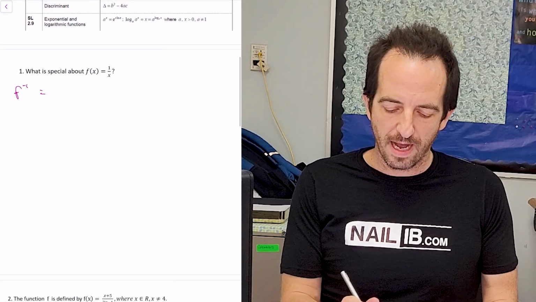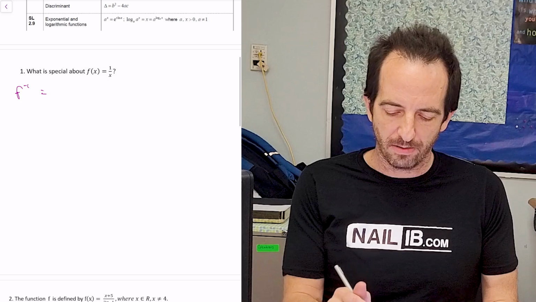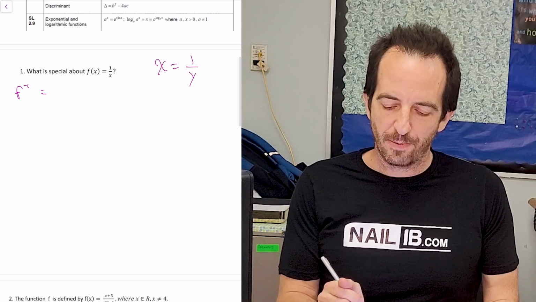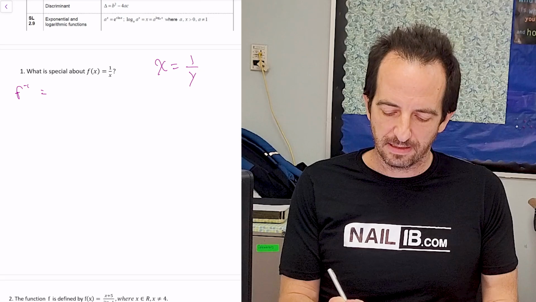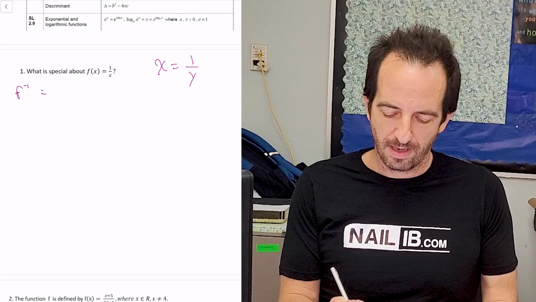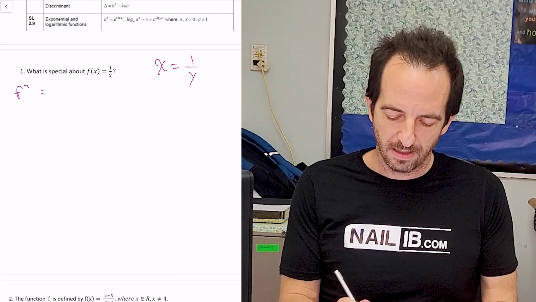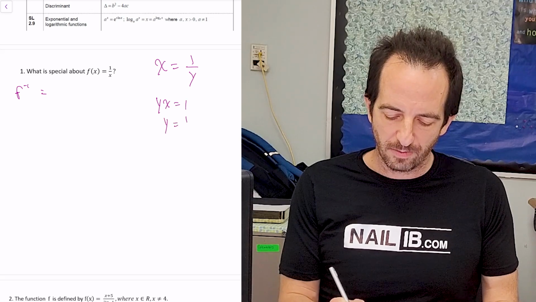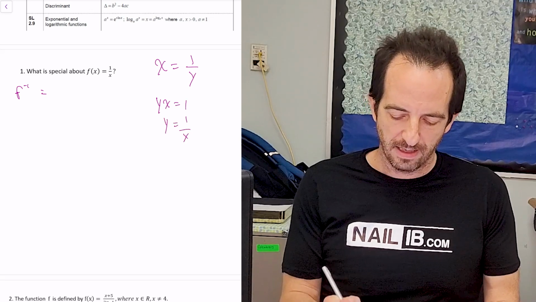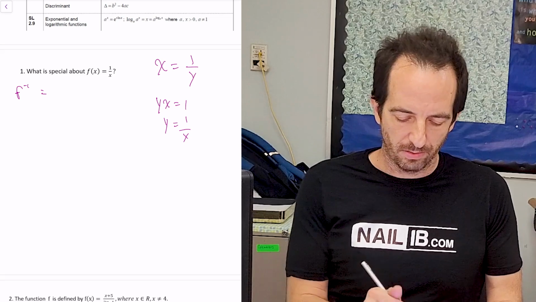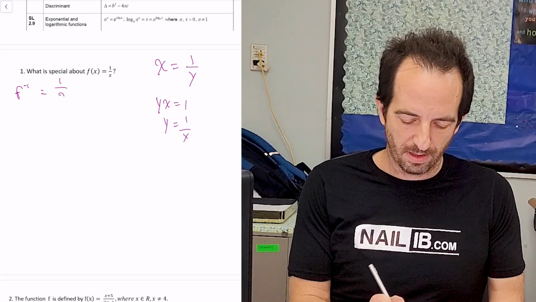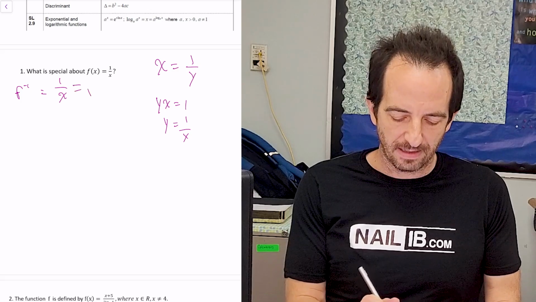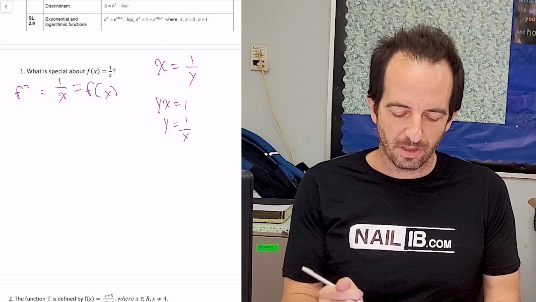So if y is equal to 1 over x, we want to have now x is equal to 1 over y. And now we're going to solve for y in this case. So I will multiply both sides by y: yx equals 1, which means that y by itself is equal to 1 over x. And this is equal to, in other words, again, my inverse function is exactly the same as the original function that we started with.